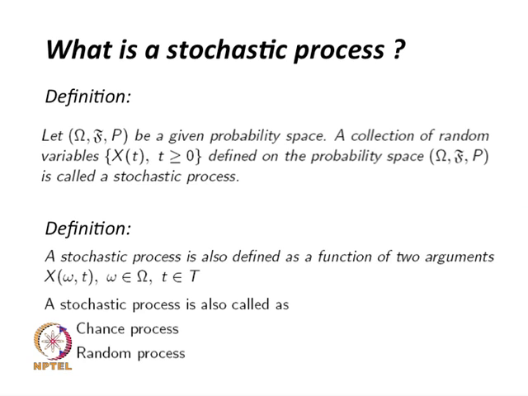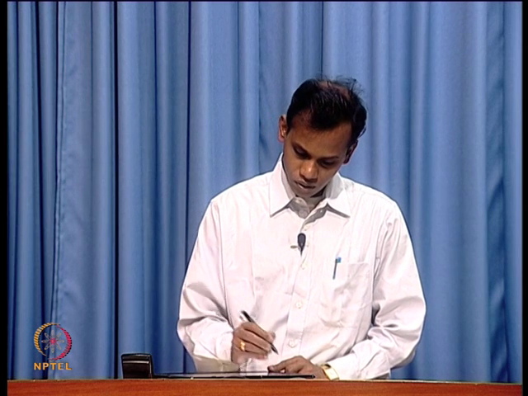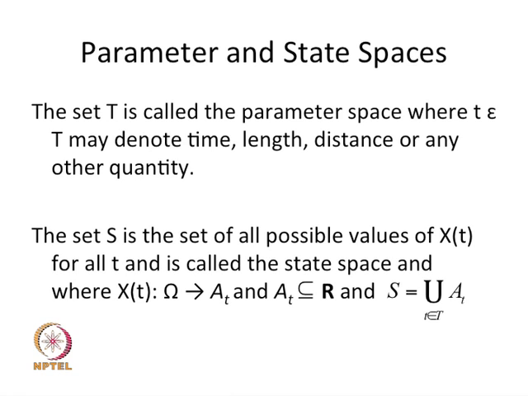Now, what we are going to see: once you have a collection of random variables, based on the values of X of t and the different values of t, we are going to define what is a parameter space and what is a state space. What is the meaning of a parameter space? The set, we use the notation capital T, that is called the parameter space. The set capital T is called the parameter space, and it is usually represented as time most of the time, or it can be represented as length, or distance, and so on. So, usually we go for t as the time. So, the set T is called the parameter space.